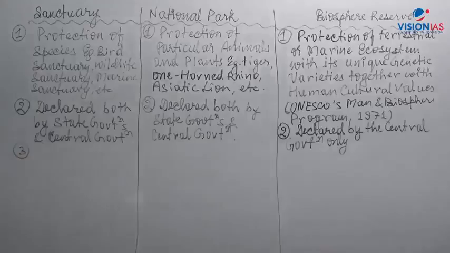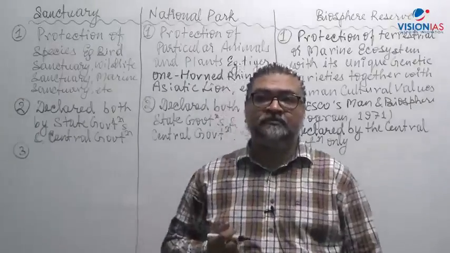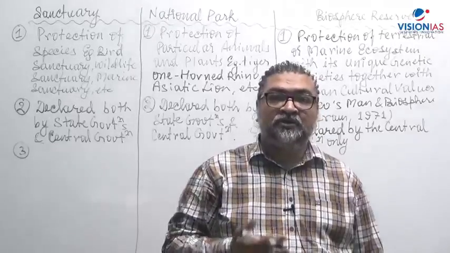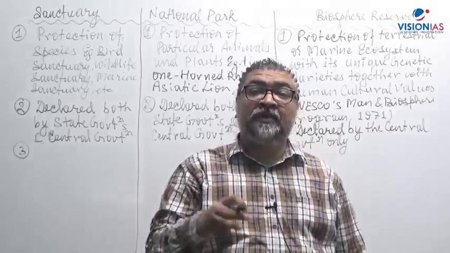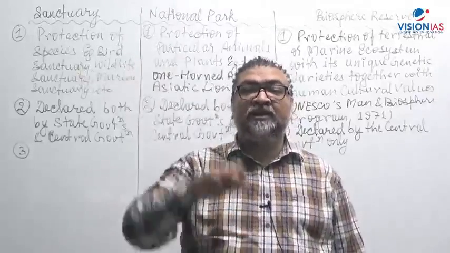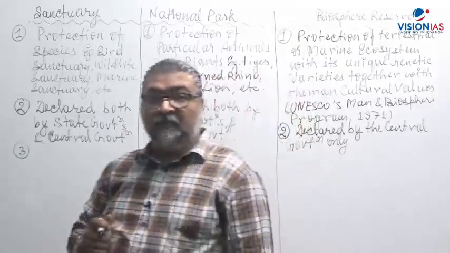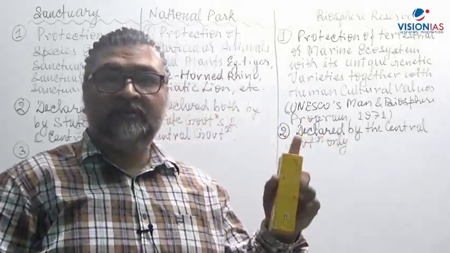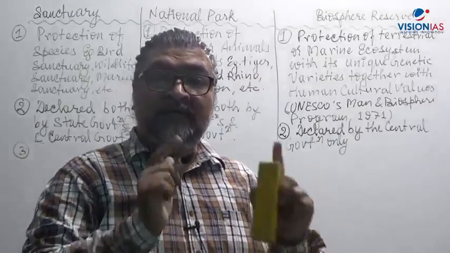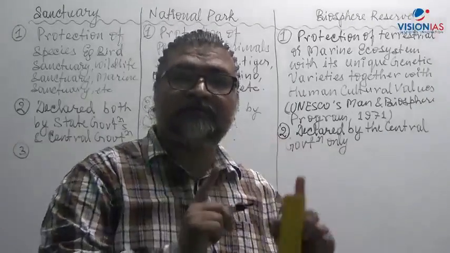Now the third, very important point: human activities, in terms of controlling human activities and economic use of resources. In a sanctuary, the Chief Wildlife Warden can permit certain economic activities within the sanctuary. Sometimes there may be villages or local communities living inside the sanctuary. But in a national park, human settlement is removed, because the national park gets the highest protection.